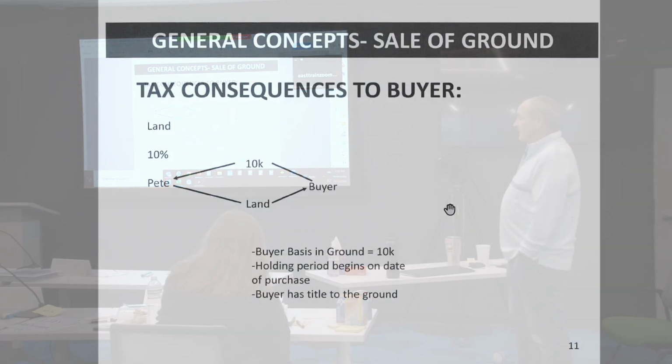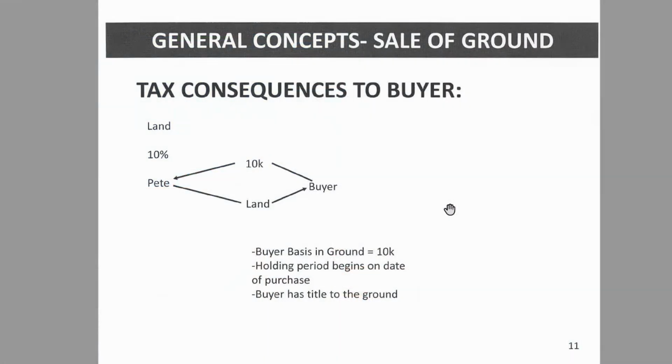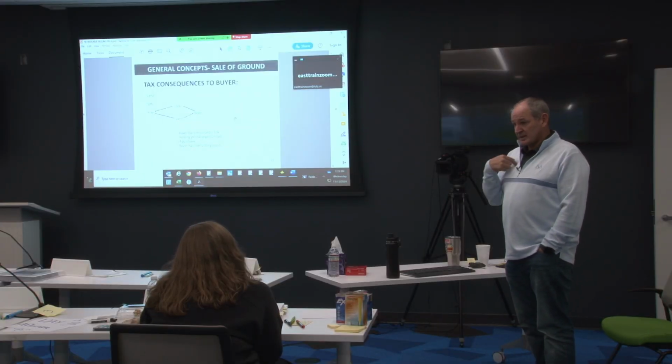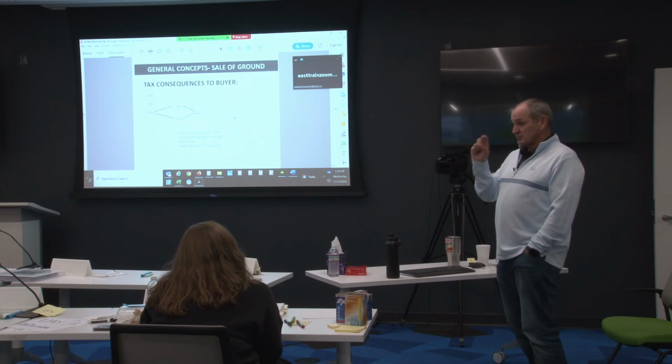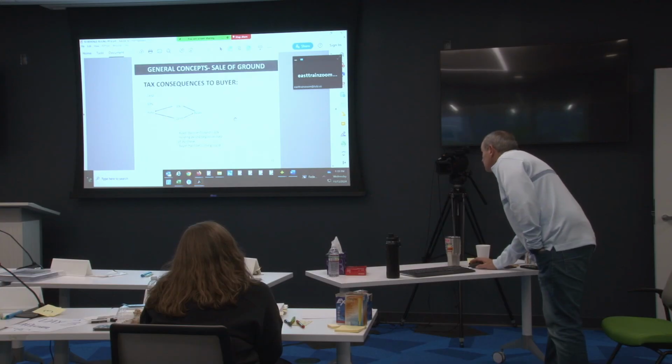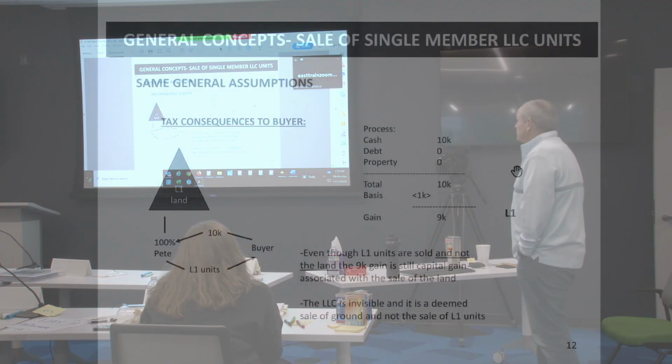Buyer pays 10, buyer has... so this goes back to, I'm demonstrating that there's symmetry in the transaction. The same way I was talking about there's symmetry in the transaction where Brad and I engaged in a transaction. Brad bought the ground, I sold the ground, and what we transacted on was ground. There's symmetry in that case. Okay? Same general assumptions.